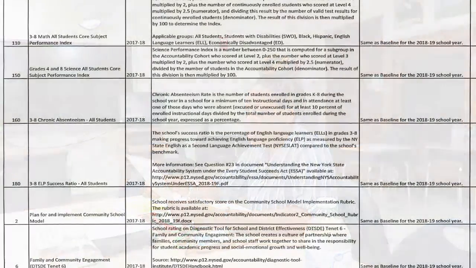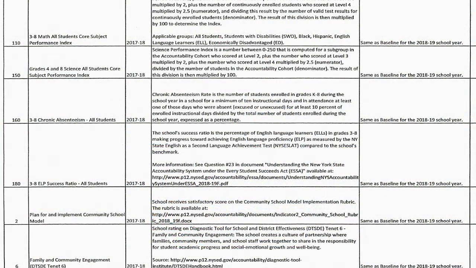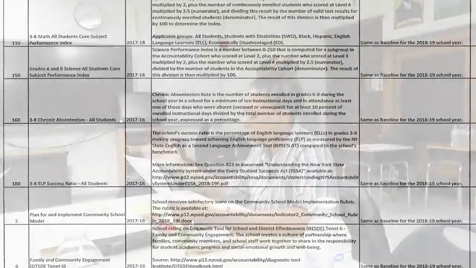Again, when you look at the ELP success ratio, that is coded as number 180. When you go to number 180, we're looking at English language learners, English language proficiency as marked by the New York State English as a Second Language Achievement Test, also known as NYSESLAT. The students have not shown a continuous success ratio. So we were cited there again too, okay? And so just to give you a gist of what those mean, let's jump into what the plan for and implementation of the community school model looks like.